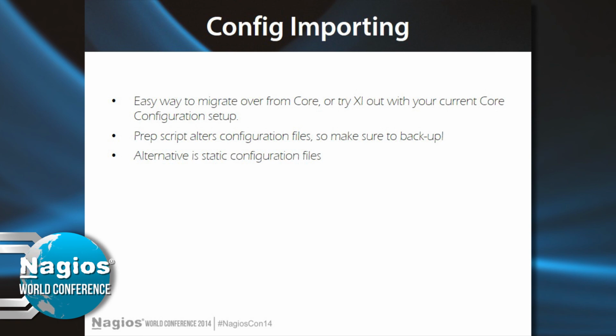It does need to make some changes to your configuration files because XI looks at them a little bit differently than Core does. So with Core, you can make a really messy configuration file. You can put everything in one huge config file if you want to. That's not how we do it with XI. It's a little bit cleaner. So it's going to do things such as instead of having your host and all of its services maybe in one config file, it'll split them into individual files.